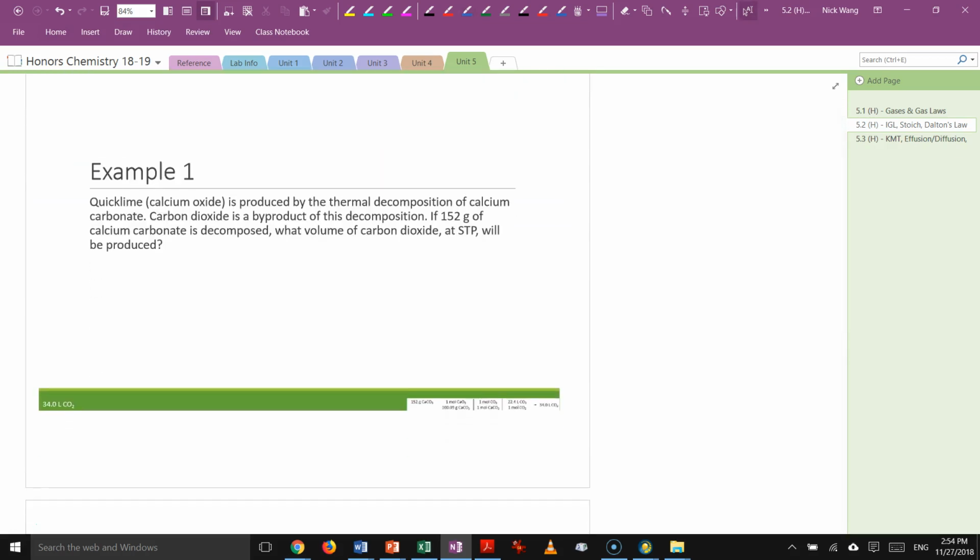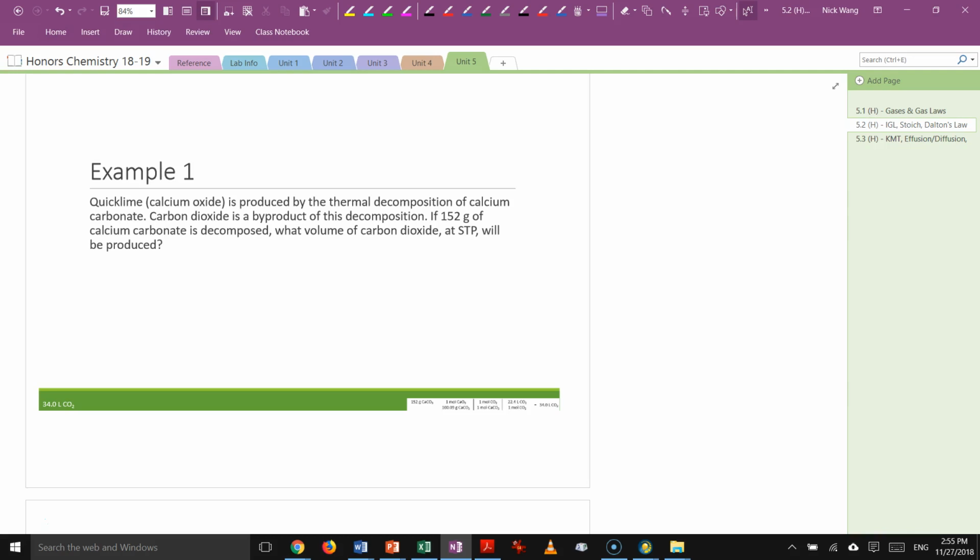Let's take a look at one example here. This is going to be a problem involving something called quicklime, which has the chemical name of calcium oxide. It's produced by the thermal decomposition of calcium carbonate, and carbon dioxide is also a byproduct. So if 152 grams of calcium carbonate is decomposed, what volume of carbon dioxide at STP will be produced?